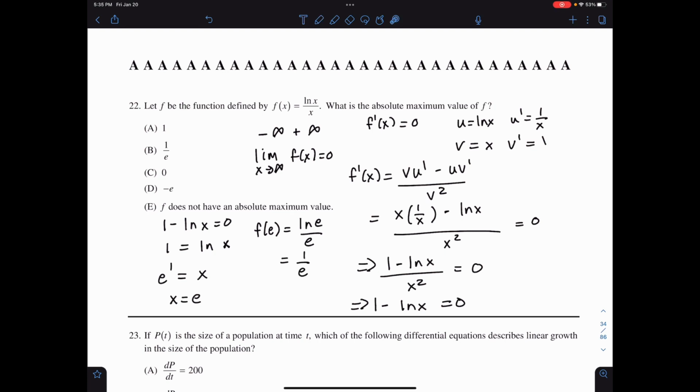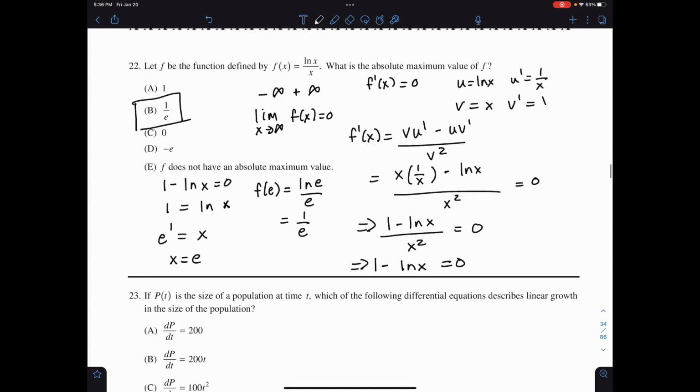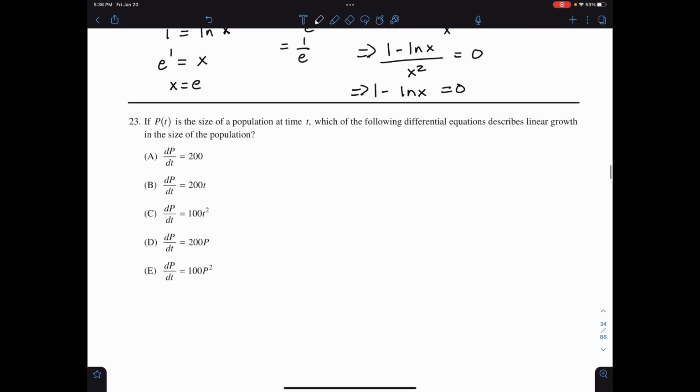So now we have our critical point, which is 1 over e, which is a positive number. And then at the two extremes of negative infinity, infinity, it just approaches 0. So the maximum value here happens to be 1 over e, which is b. Right. Now on to 23.